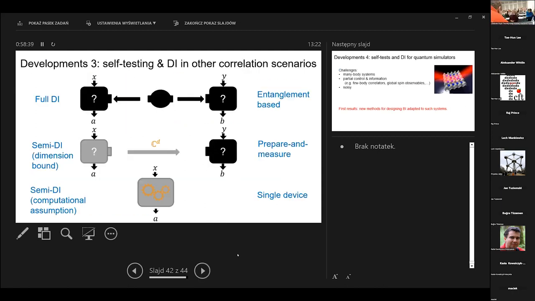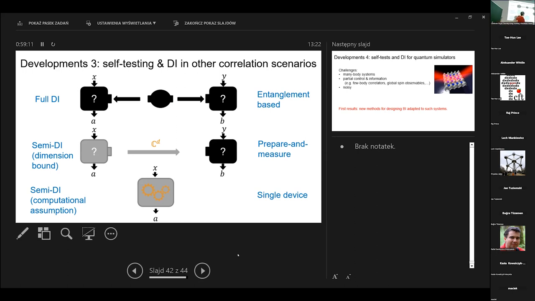This led people to consider self-testing and device-independence in other scenarios, where maybe you make some assumptions on the devices. If you make some assumptions on the device, then it becomes easier to certify that they work correctly, and you get protocols which are easier to implement. If you want fully black box devices, you can show you need Bell inequalities, and then you need loophole-free Bell tests, which are hard to do.